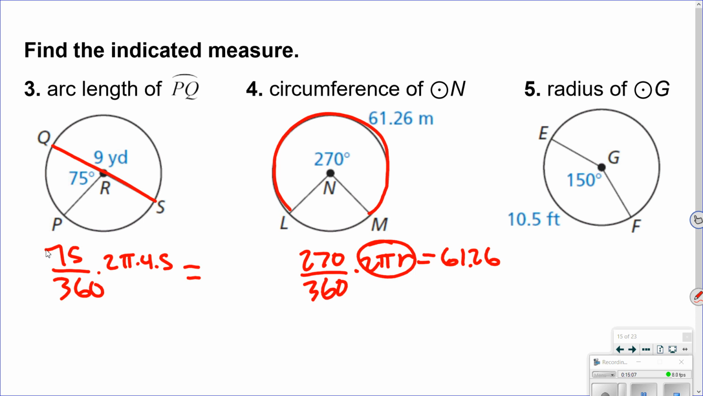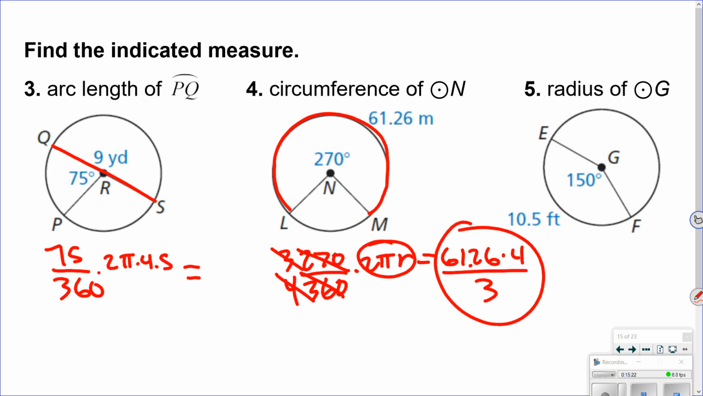So if I just get rid of this fraction, this actually reduces down to be 3/4. So I can times by 4 and divide by 3. Right, times by 4 to get rid of that, divide by 3 to get rid of that. Okay, that should be my answer. That's the circumference. So I'd plug that in a calculator and I'd get my answer.